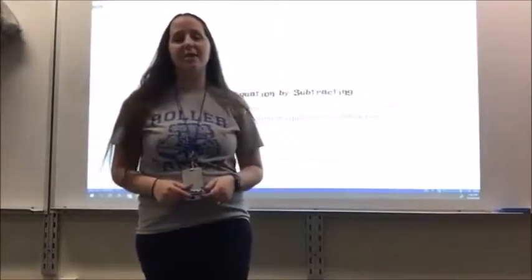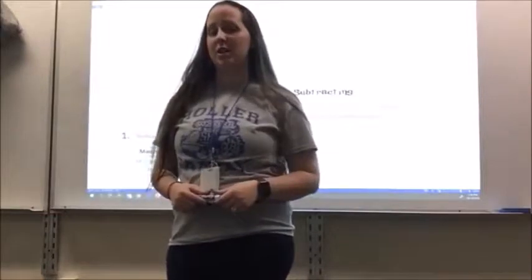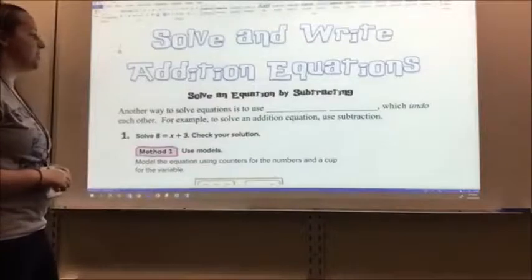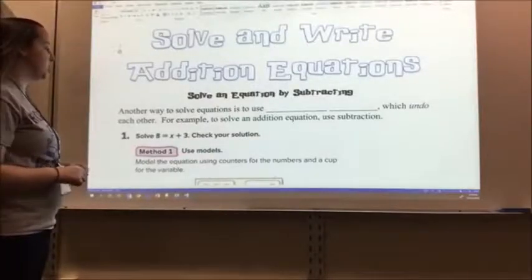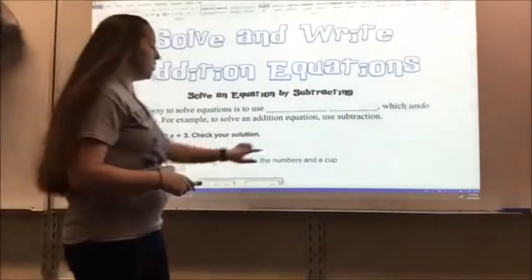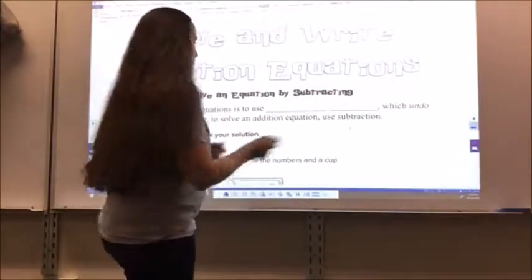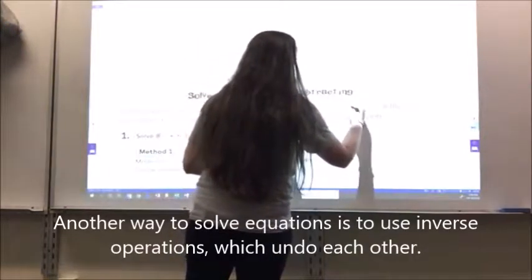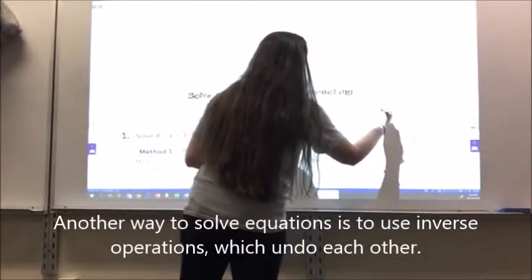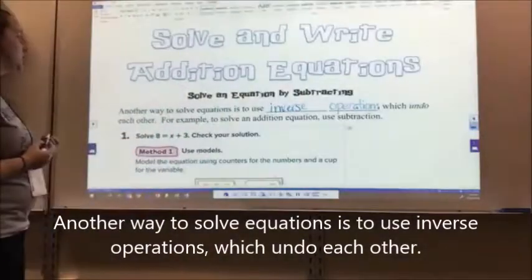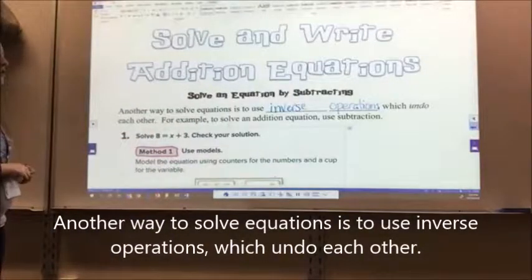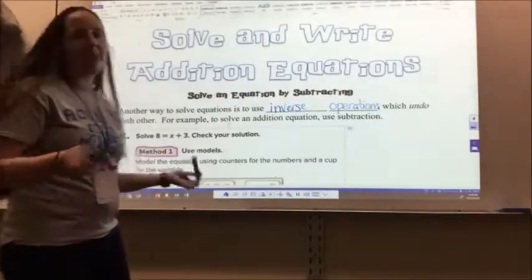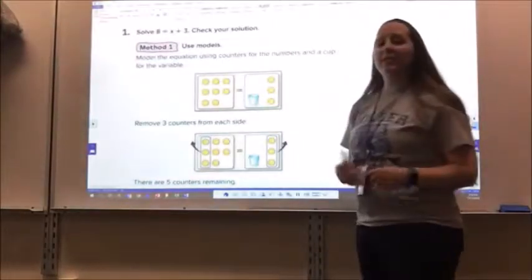All right, this is Chapter 7, Lesson 2, Write and Solve Addition Equations. The first thing I have is another way to solve equations is to use inverse operations, which undo each other. In those two blanks, you're going to write inverse operations. Inverse operations undo each other. To solve an addition equation, I can use subtraction because it's an inverse operation. It's the opposite. All right, so let's look at an example.